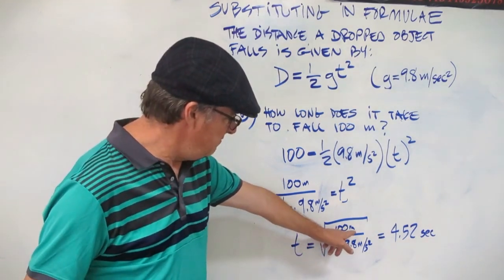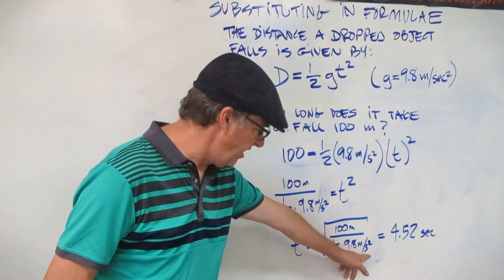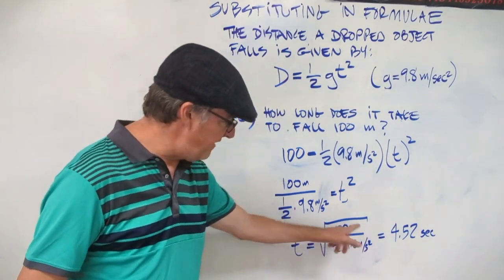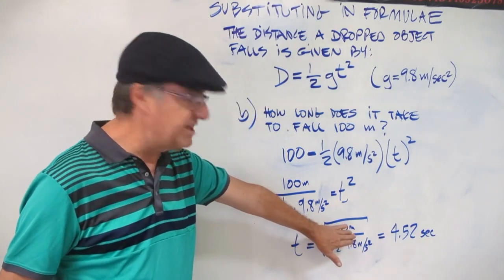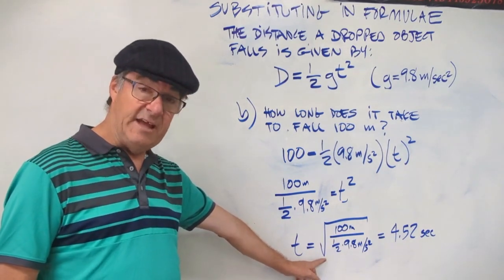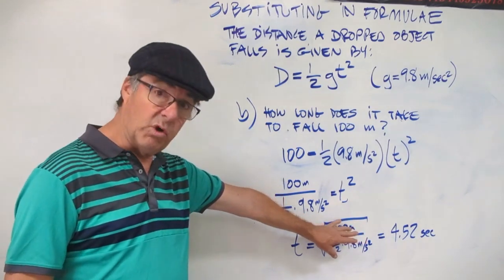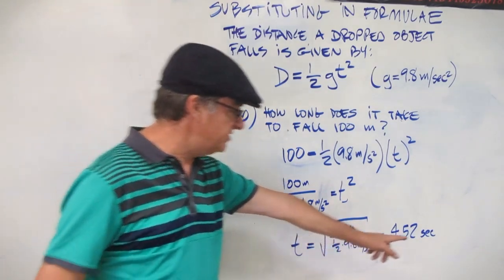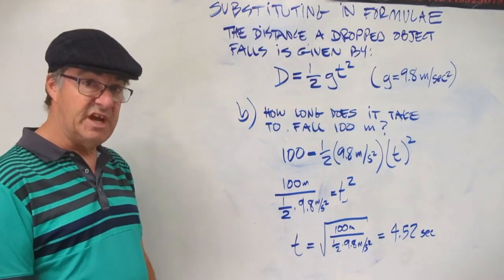I've got meters over meters per second squared. So when I crunch the numbers on that fraction, my meters are going to cancel out, and I'm going to have seconds squared inside. I'll take the square root, and that will get rid of the squared on the seconds. So that shows how my units are going to work out right to make the answer seconds. And the number I get here is 4.52 seconds.